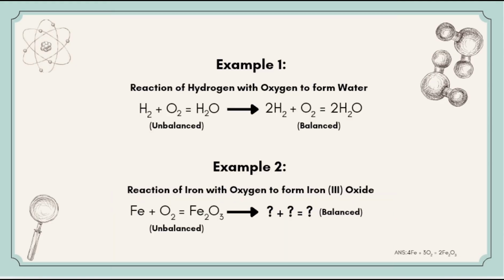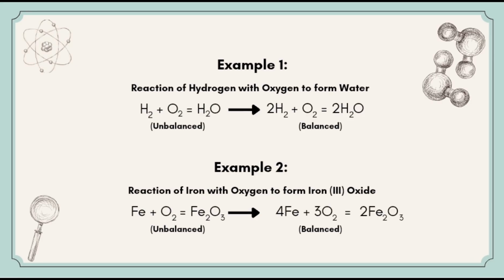Another example is the reaction of iron with oxygen to form iron trioxide, or we also can call it ferric oxide or rust. The left side of the equation here is unbalanced too. It has 1 iron and 2 oxygen atoms, and it doesn't match with the result. To make it balanced, we add 4 to iron and 3 to oxygen. So now we have 4 iron and 6 oxygen atoms, which is balanced.